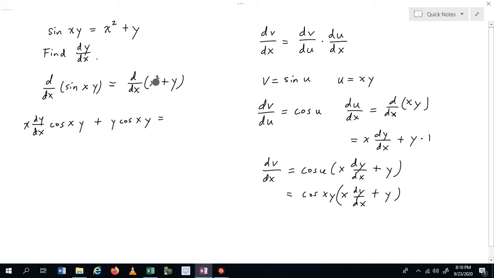Now, we need to find the derivative of this right-hand side, but we're allowed to break it up across addition. So we're allowed to find the derivative of the first one and then add it to the derivative of the second one. That's a property of derivatives. And of course, the derivative of x squared is simply 2x, using the power rule. And the derivative of y with respect to x is just dy/dx. These are the same thing.